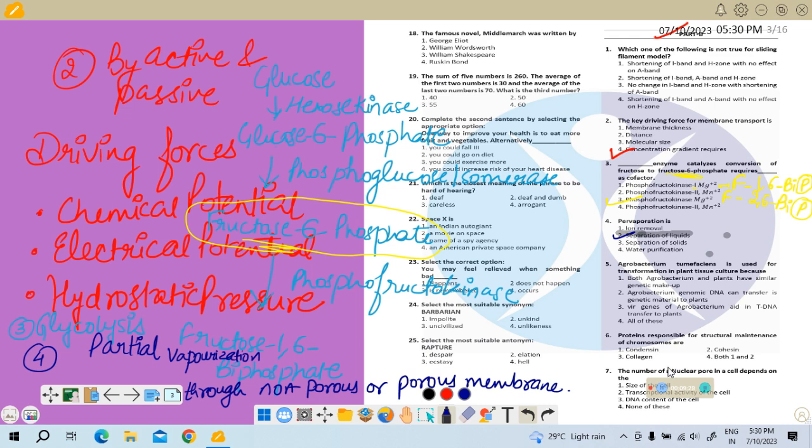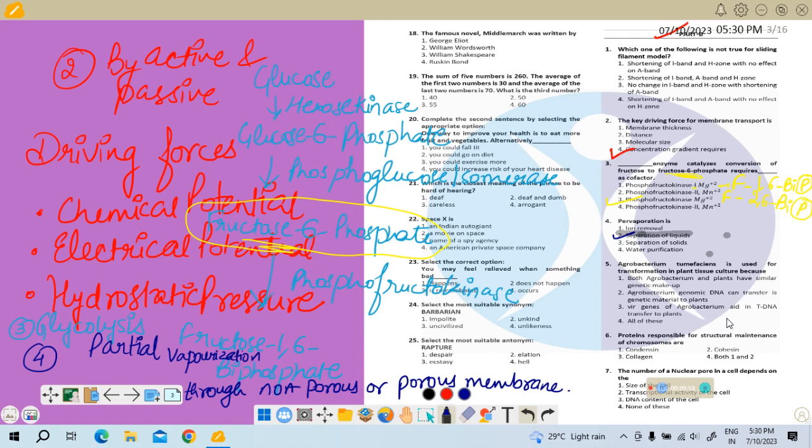Okay, then coming to the next question, number 5. Agrobacterium tumefaciens is used for transformation in plant tissue culture because both agrobacterium and plants have similar genetic makeup. Agrobacterium genomic DNA can transfer its genetic material to plants. Which genes of agrobacterium aid in T-DNA transfer to plants? All of these. So fifth question, agrobacterium, here all options are correct.